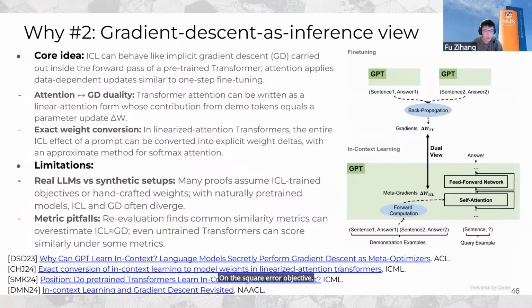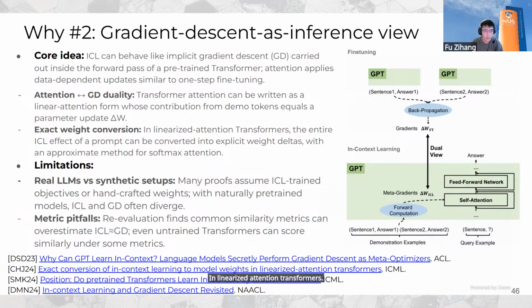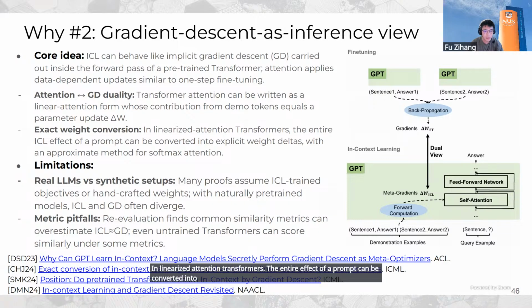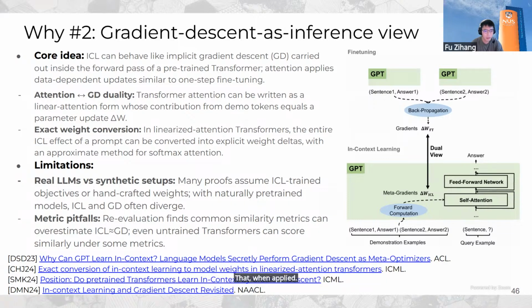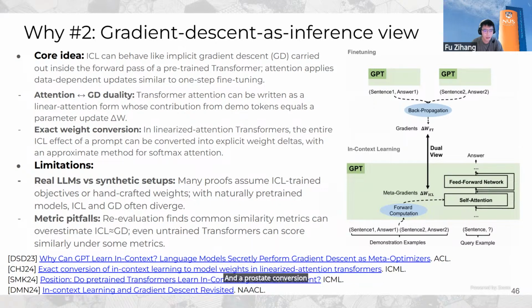And second, there is an exact weight conversion result. In linearized attention transformers, the entire effect of a prompt can be converted into explicit weight deltas that, when applied, can reproduce the same output as prompting. And for standard softmax attention, an approximate conversion can yield similar behaviors.